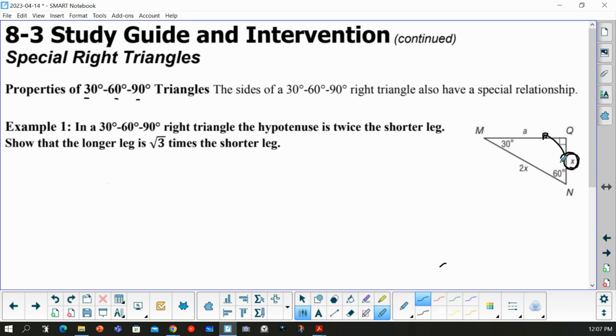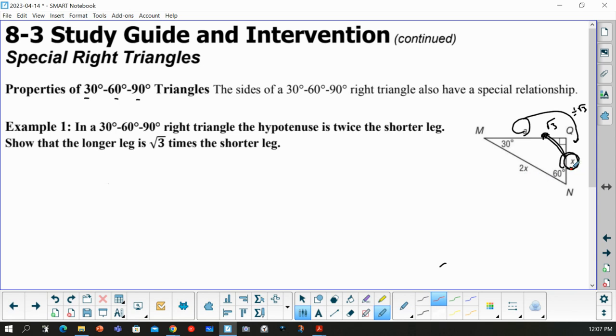If you have the short leg and you're trying to find the long leg, you're going to multiply by the square root of 3. If you have the long leg and you're trying to find the short leg, you're going to divide by the square root of 3, okay? So instead of the square root of 2, it's the square root of 3 with the 30-60-90 triangle.